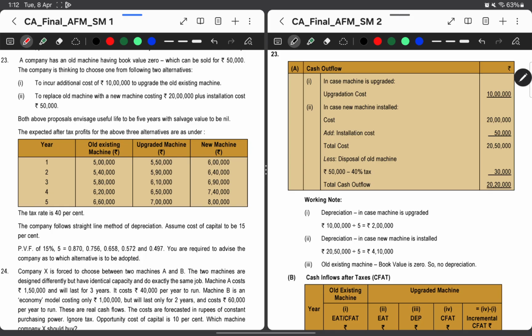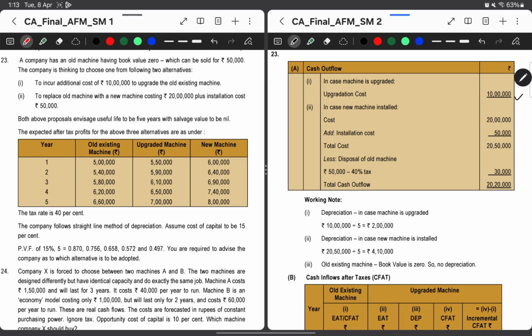The company follows straight line method of depreciation. Assume cost of capital to be 15%, and they have given present value factors, so we have to consider this only. You are required to advise the company as to which alternative is to be adopted. Going to the solution, first we have to figure out the incremental cash outflow. In the first scenario, since they have directly given 10 lakh, 10 lakh will be the additional cost, which will be the initial cash outflow.